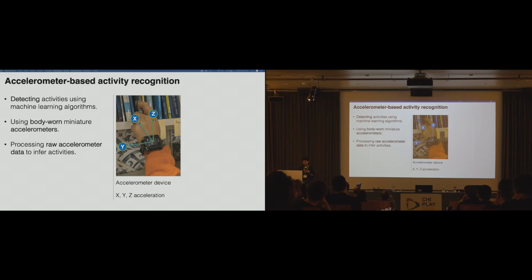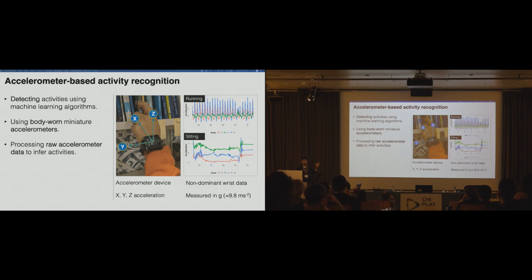And that's why different movements generate different visual patterns of acceleration along these three axes. For example, if a user is running, it generates a more rhythmic pattern along these three axes. If a user is sitting and typing, it generates a more noisy pattern of acceleration.